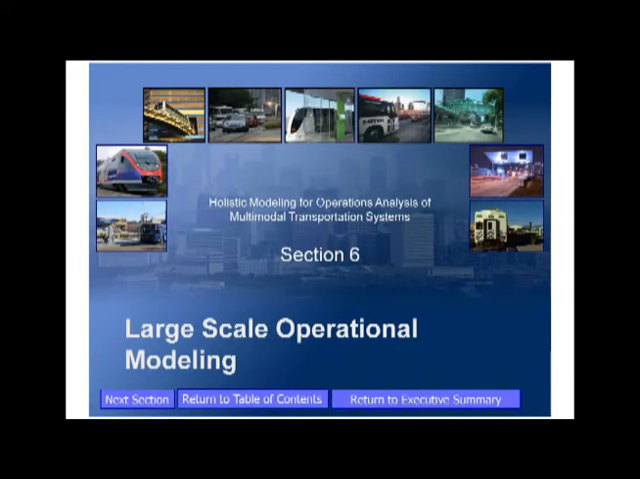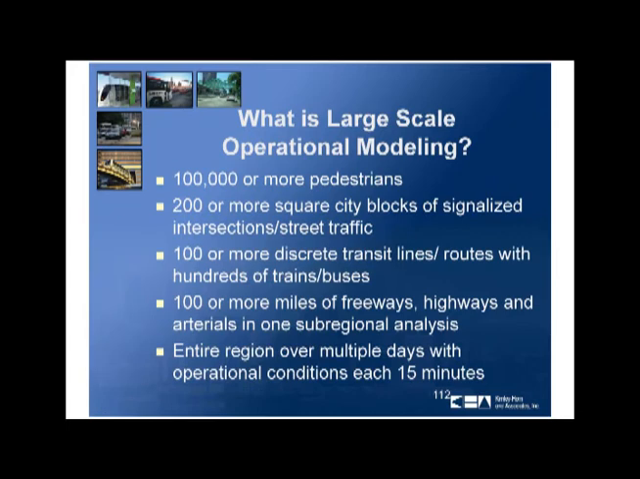I'm going to close out talking about large-scale operational modeling. What do I mean by large-scale? Our goal, and we're well along in the process, is to be able to look at 100,000 or more pedestrians. The Minneapolis model was 60,000 pedestrians with both a stadium event and a nearby basketball arena event letting out at the same time. 200 or more square city blocks: we were actually looking at 200 blocks in downtown Houston.